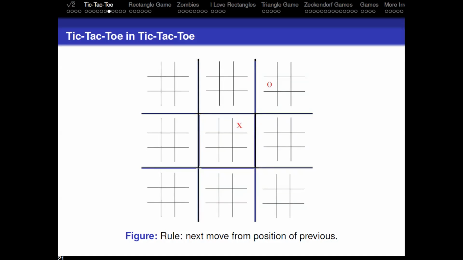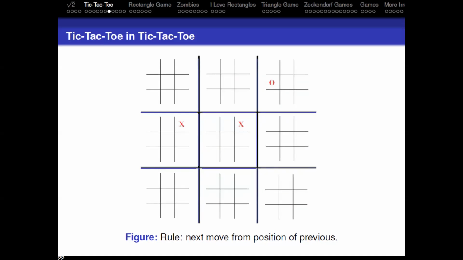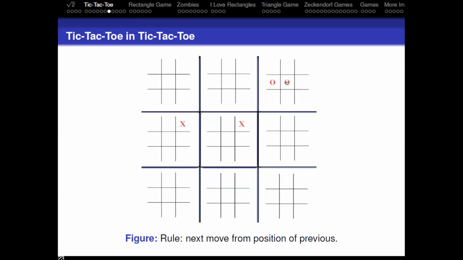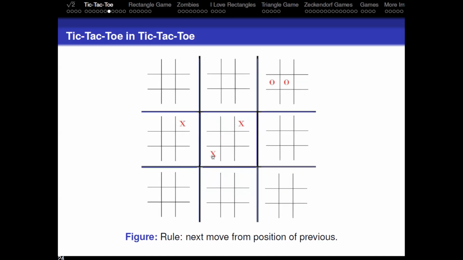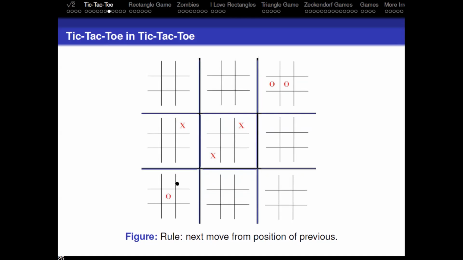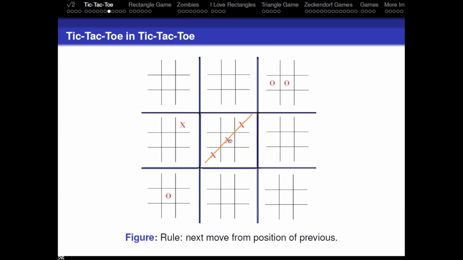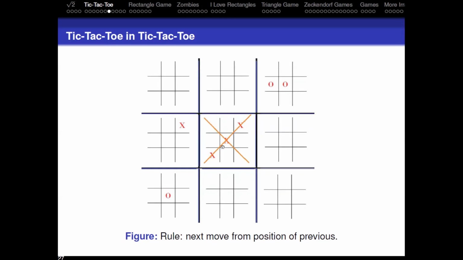So center, left side, middle. So now if you go over here, that means I get to go up here again. So I'll choose the center. You've got to go somewhere in the center board. Let's say you go here. I've got to go down here now. I go in the center. Well, that's a really stupid move because you'll go here and you'll get 3 in a row.